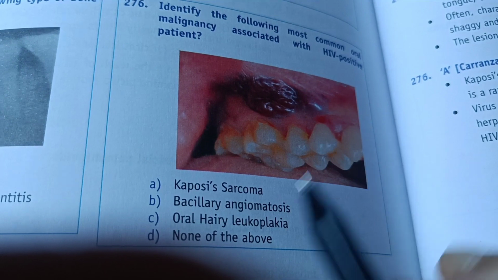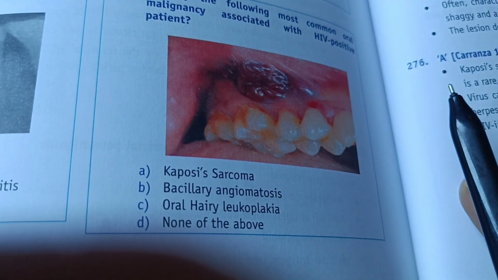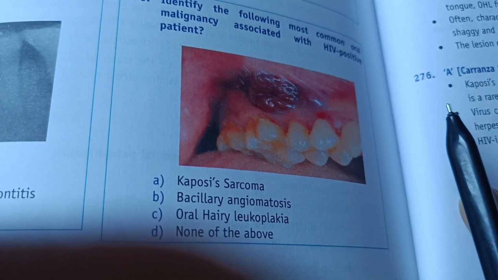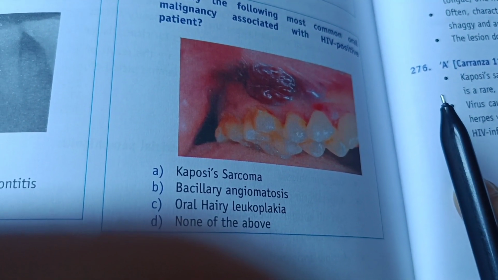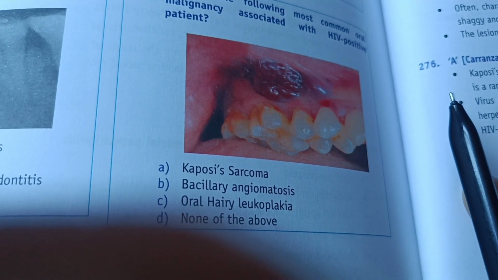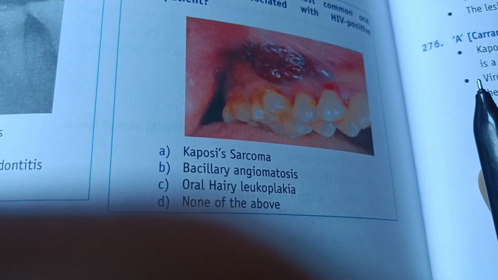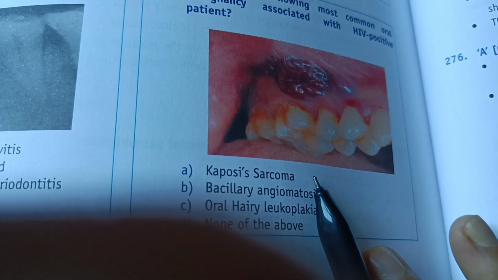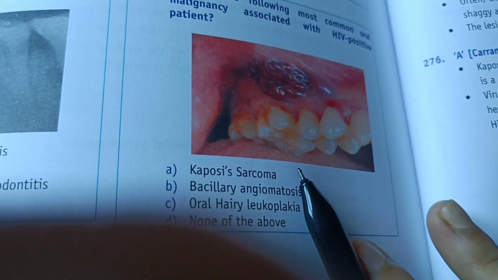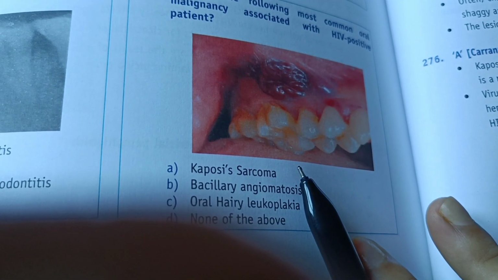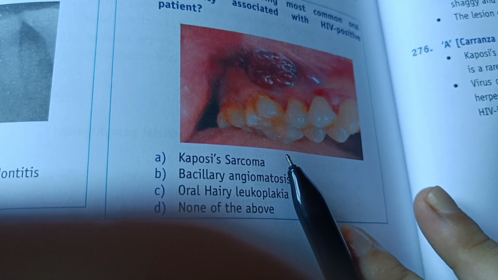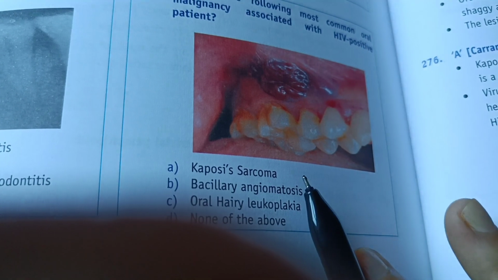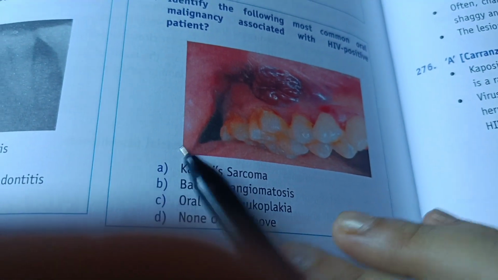The right answer is Kaposi sarcoma, option A, because it is the most common oral malignancy associated with AIDS. Okay, this angioproliferative tumor is a rare, multifocal, vascular neoplasm, but it is associated mainly with HIV positive patients. The virus causing this disease was originally named Kaposi sarcoma herpesvirus, but has now been designated as human herpesvirus 8. Okay, so the right answer is option A.